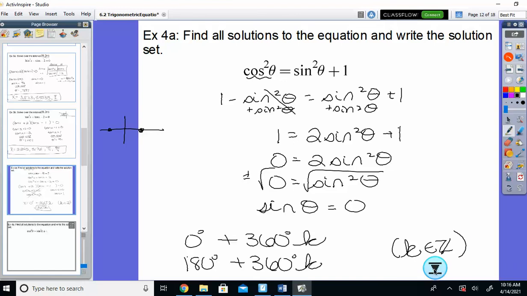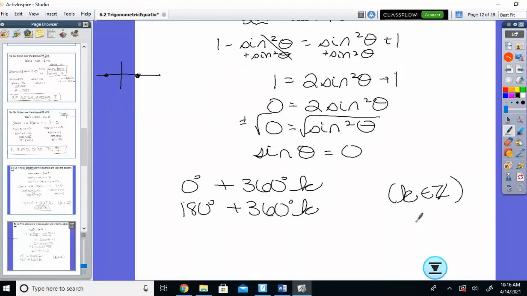There are different ways you could write this. You could drop your 0 and say 360k and 180 plus 360k. If you recognize this is actually just every multiple of 180, you could just say 180k on this one. I'm not going to be real picky. You don't have to give me necessarily the nicest answer, as long as you give me an answer that works. I'm happy with it.